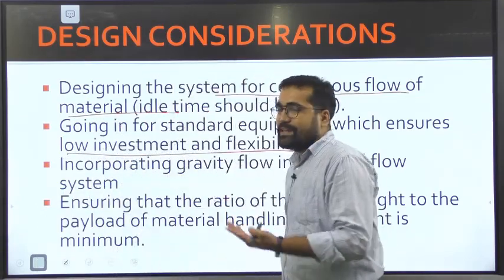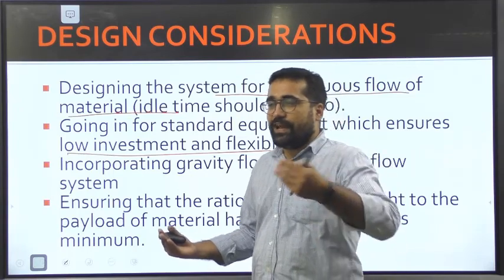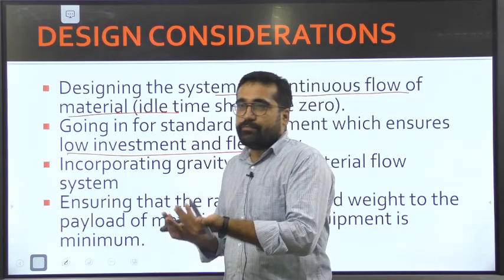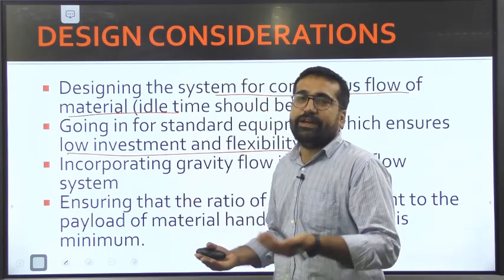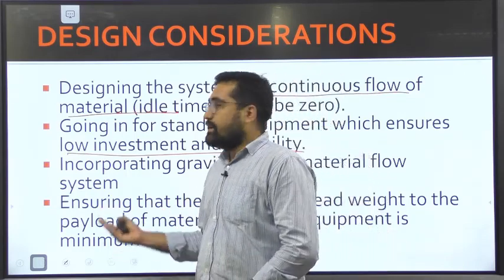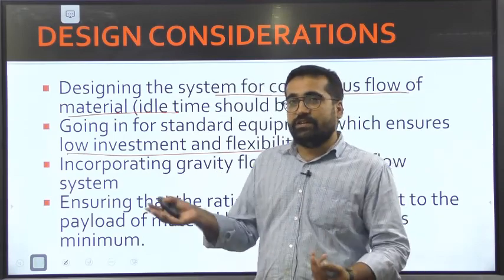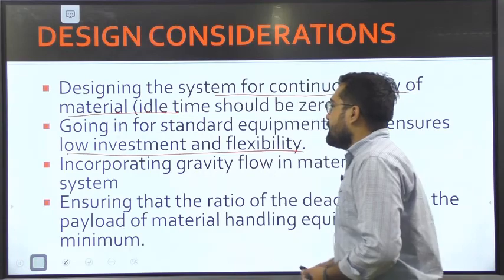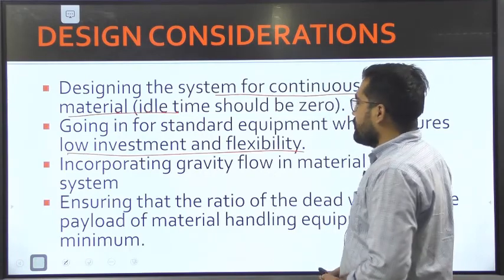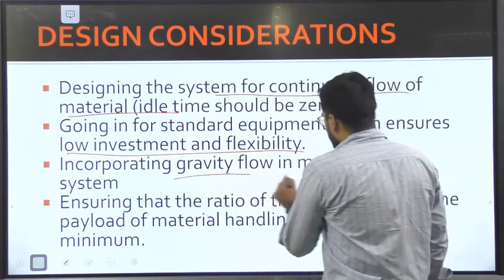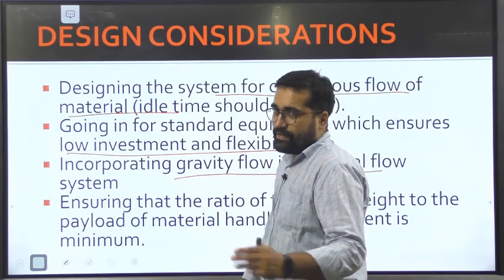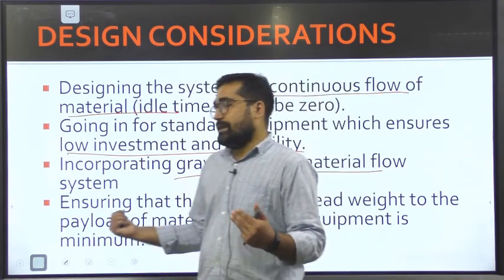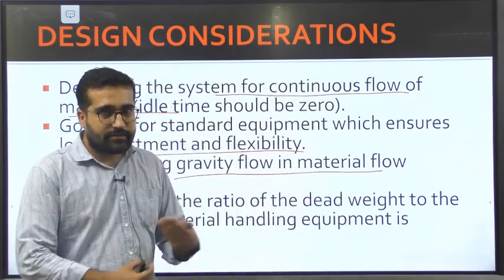In a belt conveyor we can add one or two more feeds to one product, or we can provide a provision for measuring the weight and volume. Discharge and feeding will be very easy in a belt conveyor. And we can also incorporate gravity flow, so when dealing with a belt conveyor, we can use material flow by gravity also.